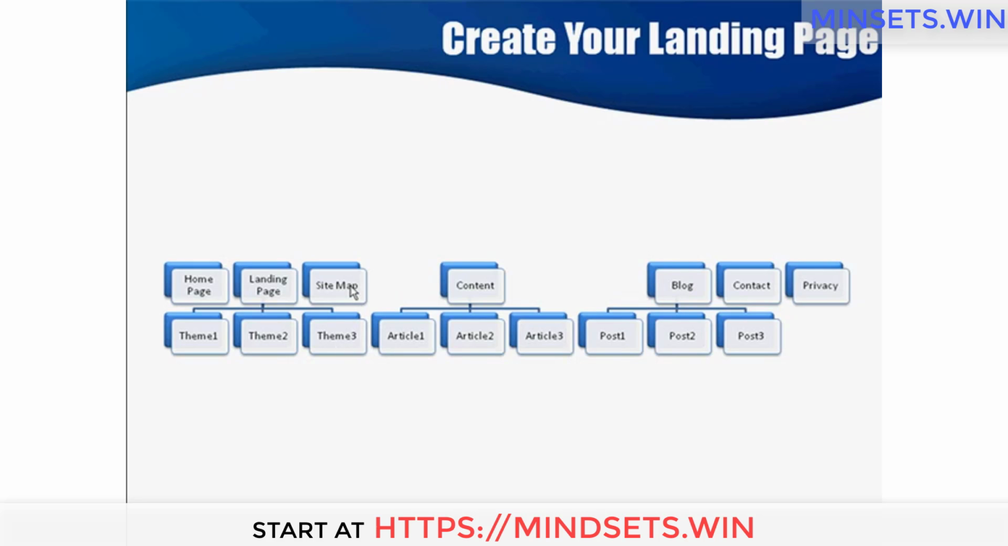And then next is a sitemap. A sitemap is a simple page that just has links to every other page on your website. And Google is looking for that sitemap. You even want to call it sitemap so that it's easy for them to find it.